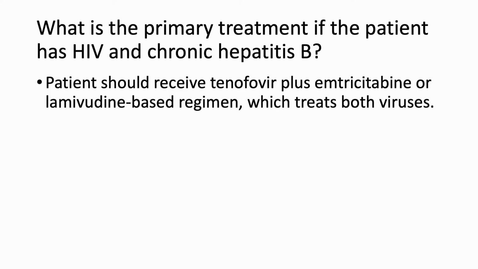What is the primary treatment if the patient has both HIV and chronic hepatitis B? In this case, the patient should receive tenofovir plus emtricitabine or lamivudine-based regimen, which treats both HIV and hepatitis B.